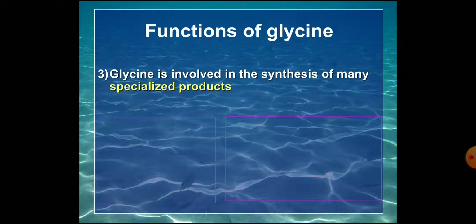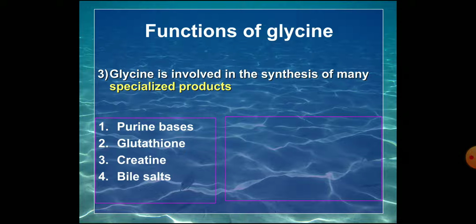It is involved in the production of various biologically important products like purine bases. You know what the purine bases are? Adenine and guanine. Then glutathione, which is a tripeptide. Then creatine, which is present in the muscle. Then bile salts are formed from bile acid, and heme, which is required for the synthesis of hemoglobin.